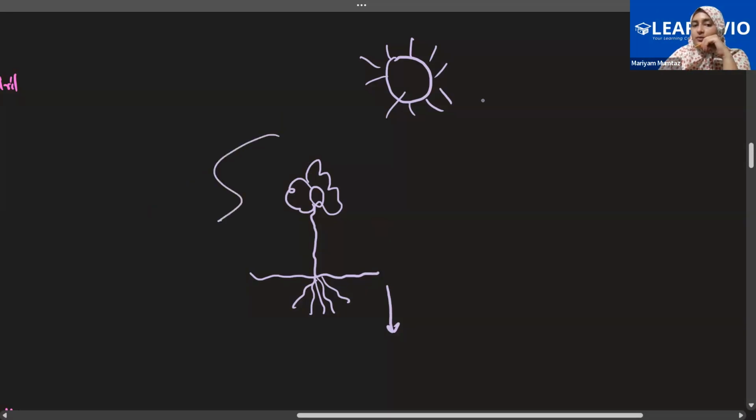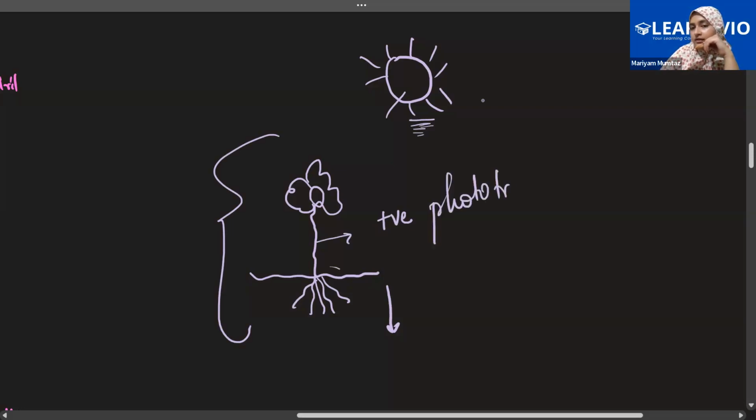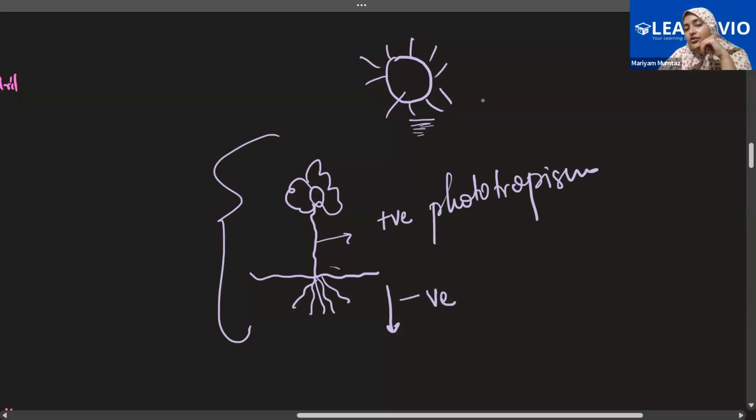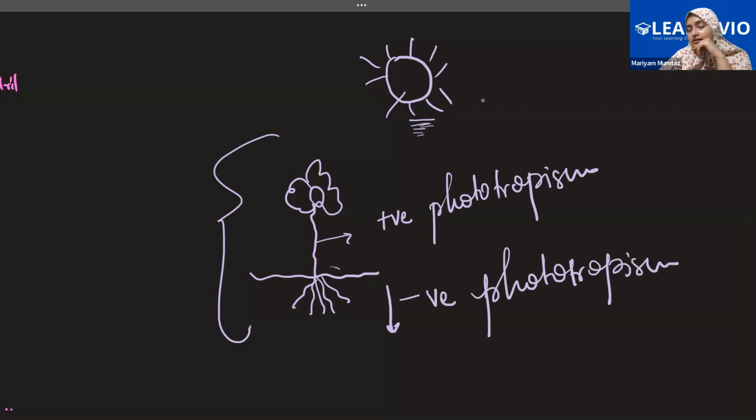So if we talk about a plant, in terms of the light that comes from the sun, the stem is showing positive phototropism. The stimulus is what? The stimulus is the sunlight and the movement is being shown by the stem. So the stem shows positive phototropism and the root shows negative phototropism, isn't it? This much is clear to you all? Yes, getting it, ma'am.